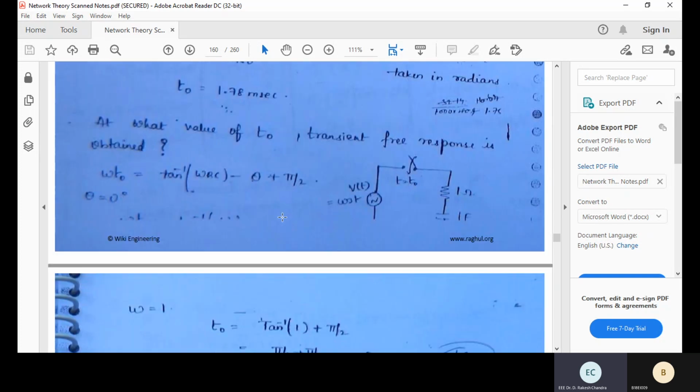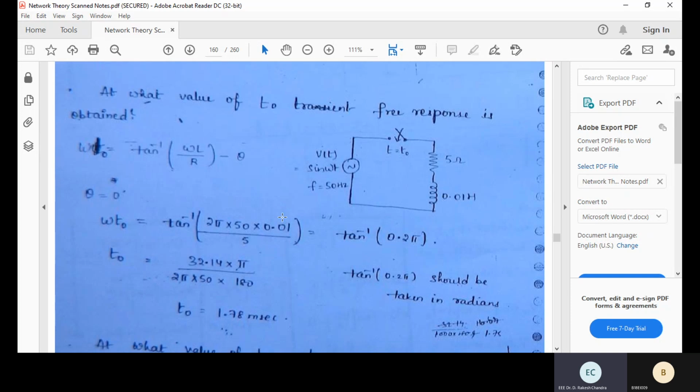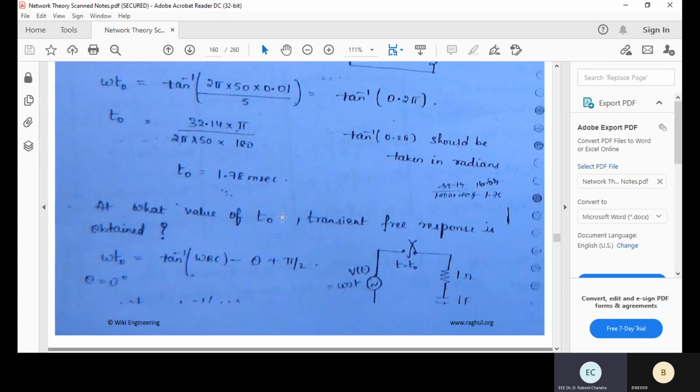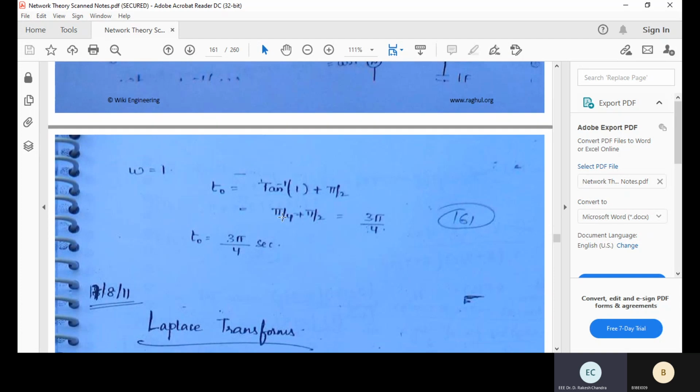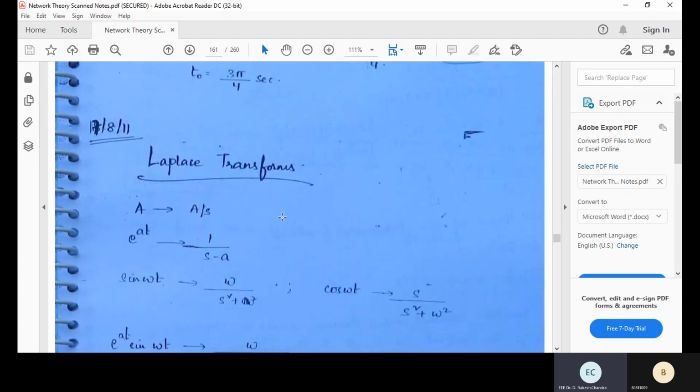That's what. At what value of t naught is the transient-free response? In the place of the inductor, we have the capacitor. So 1 ohm resistor, 1 farad capacitor. The similar calculation, t naught is equal to some 3 pi by 4.